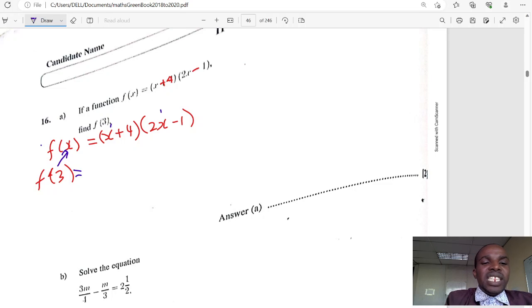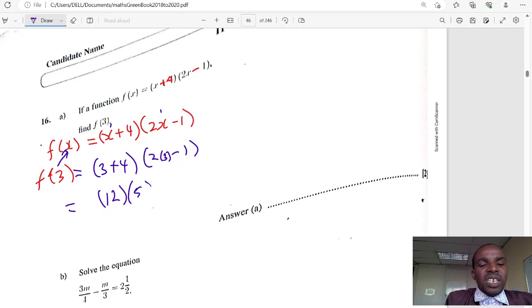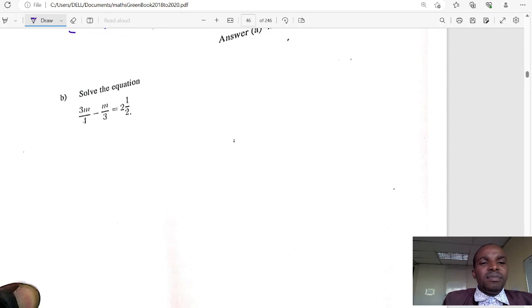Wherever there's x, you put 3: 3 plus 4, times 2 times 3 minus 1. Then you simplify. It will be 12 here, times 2 times 3, which is 6. 6 minus 1 is 5. 12 times 5 is 60. Just like that.